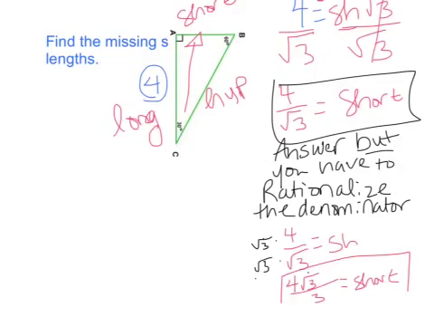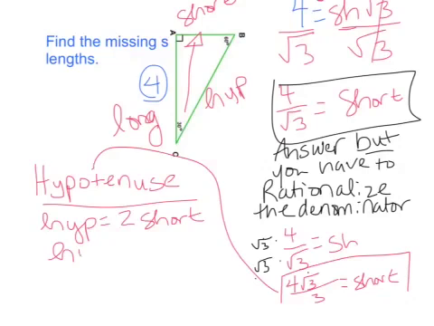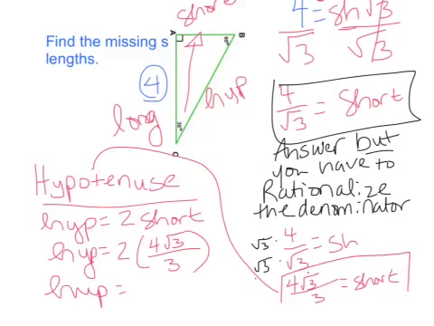So I can use that to help me find my hypotenuse. I'm sorry, I already know my long, so I use it to help me find my hypotenuse. Okay, so to find my hypotenuse, I'm going to write down my equation, 2 times short. So my hypotenuse is equal to 2 times 4 square root of 3 all over 3. So really my hypotenuse is equal to 8 square root of 3 over 3.